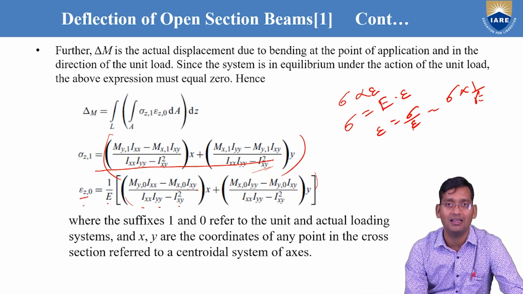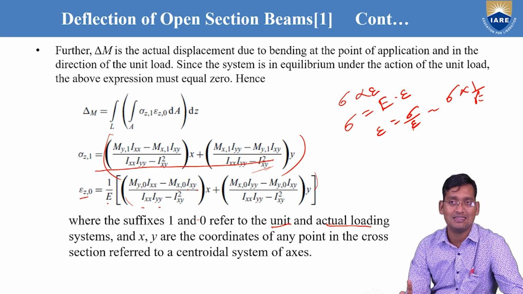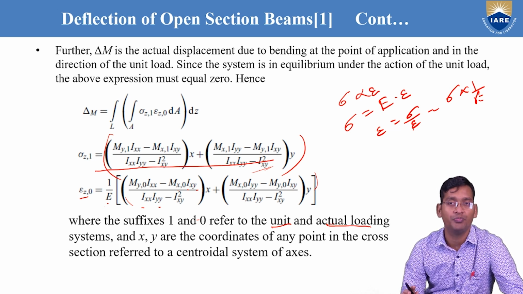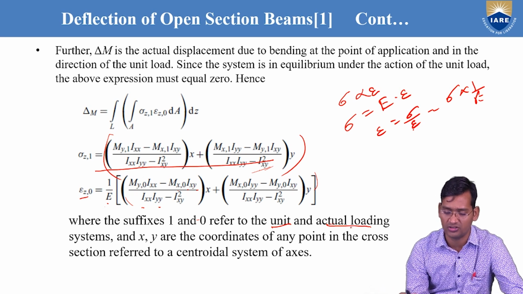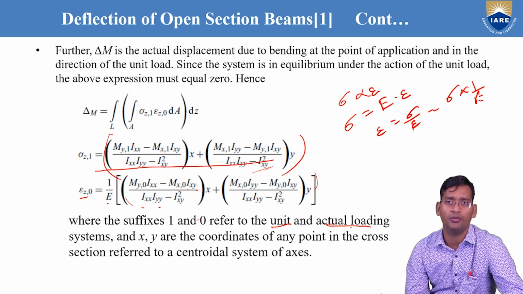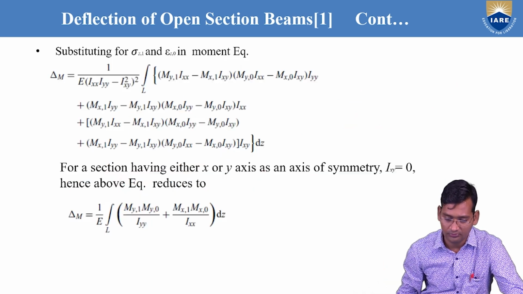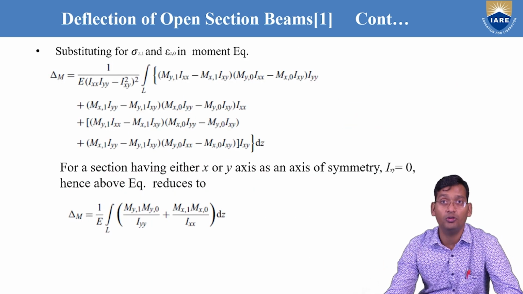So now we have the stress and strain at comma 0, where the suffixes 1 and 0 refer to unit load and actual loading. So 1 is for unit load and 0 is for actual loading in the system, and x and y are the coordinates of any point in the cross section referred to the centroidal system of axes. Okay, now substitute the values in the previous equation.